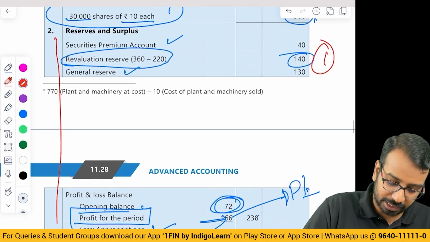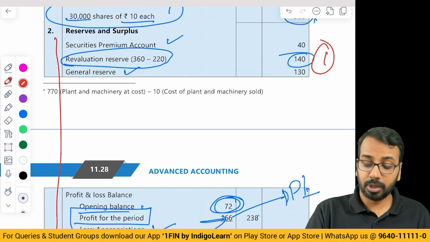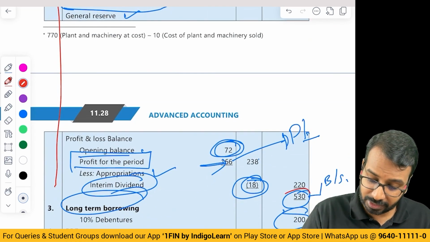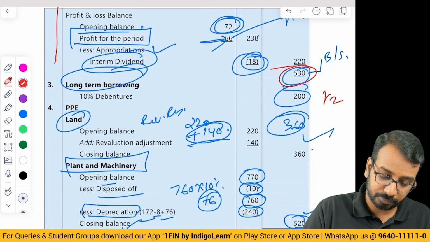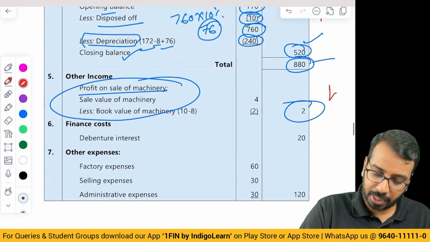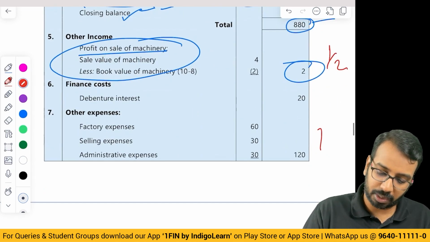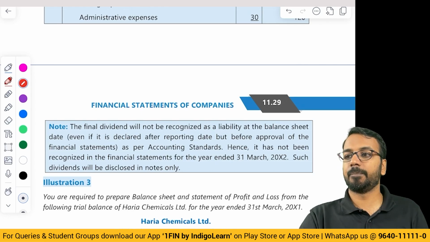Do we need to write in the same order? Not required. You can write in any order you want to. Till the time, as an examiner, I will see whether this 530 is there or not. Then this will be half mark. This will be half mark. This will be 1 mark. Half mark, 1 mark. Something like this. Okay. This will be the breakup that you have to see.